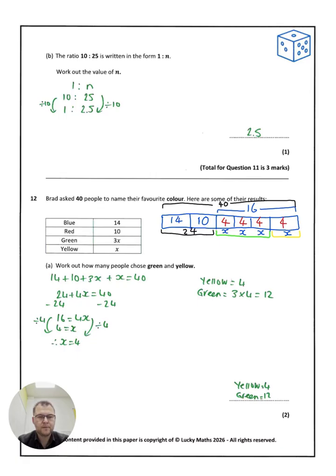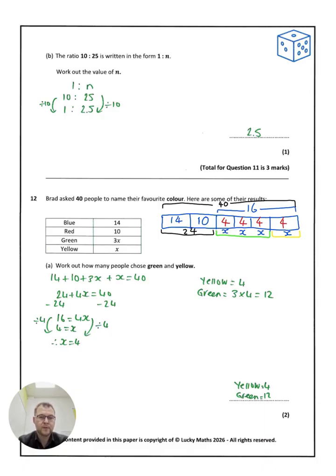with this table and some unknowns, let's say, for green and yellow to work out, using another bar model with the 14 and the 10 already in, and then kind of 4 equal boxes to represent these 3x and x, so that's 4x. 3 for green and 1 for yellow. So 14 plus 10 is 24. There are 40 people. 40 minus 24 leaves us with 16 people.